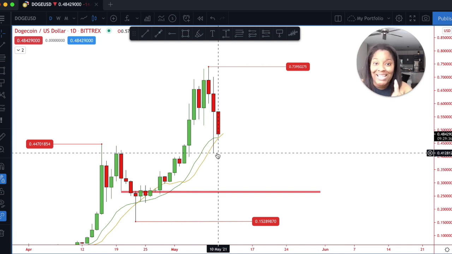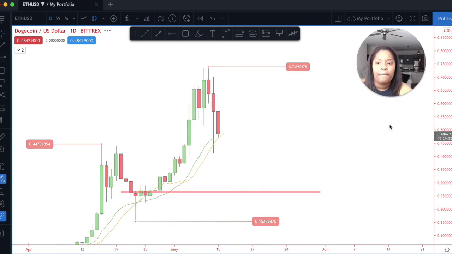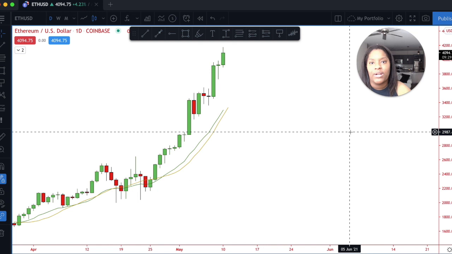Now let's go look at something different, which is going to be Ethereum, because Ethereum just did something that I like. You guys, Ethereum just passed $4,000. Now, I am a buyer of Ether. I am an investor of Ether. Or Ethereum. I call it Ether. I don't know why. Maybe the habit hasn't caught up with me yet. But Ethereum, I like Ethereum.